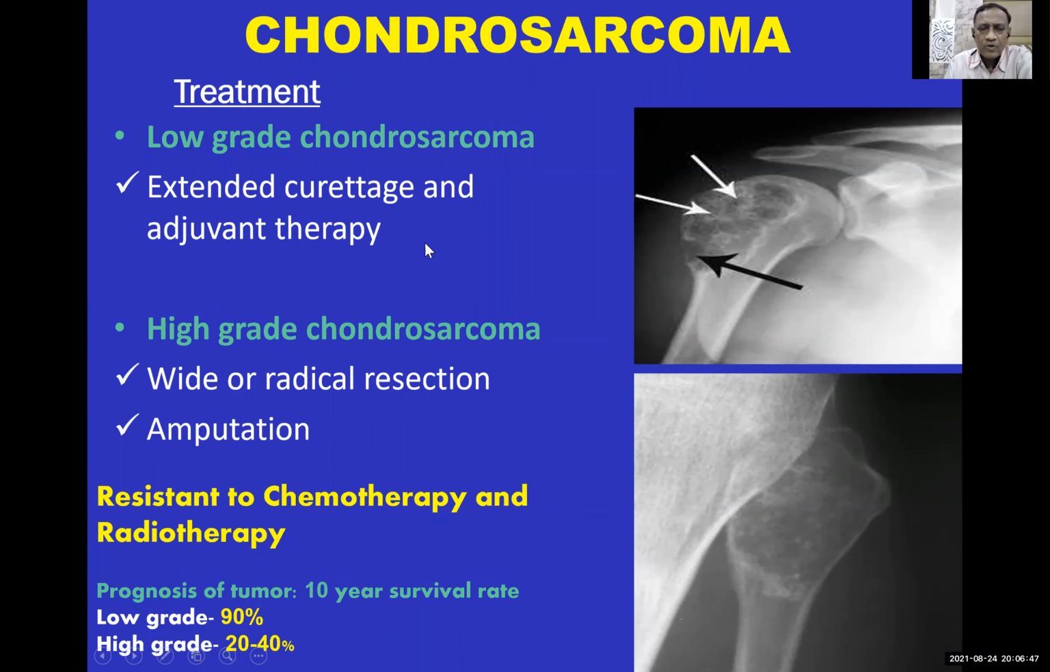Treatment-wise, there are two types: low-grade chondrosarcoma, where you can do the extended curettage and adjuvant therapy, and high-grade chondrosarcoma, where you do wide and radical resection, or sometimes amputation. Please remember this chondrosarcoma is resistant to chemotherapy and radiotherapy. Prognosis of the tumor: 10-year survival rate for low grade is about 90%, and for high grade is about 20 to 40% if the appropriate treatment is given.